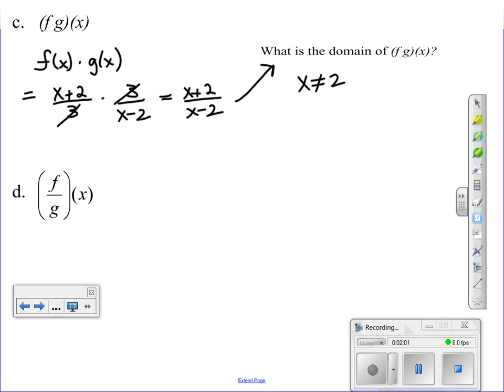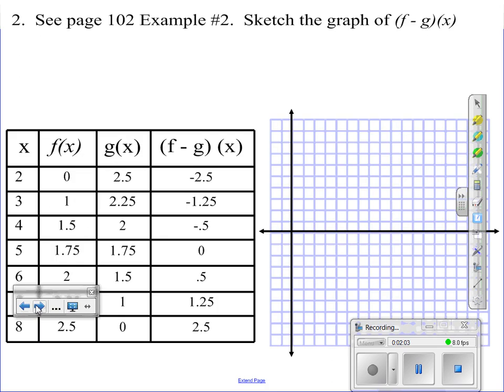And in D, we would do division. Just make sure you multiply by the reciprocal. If you look at page 102 of your textbook now, there are two graphs on there. One is f of x, and the other one is g of x. And the example they do is adding the two together.